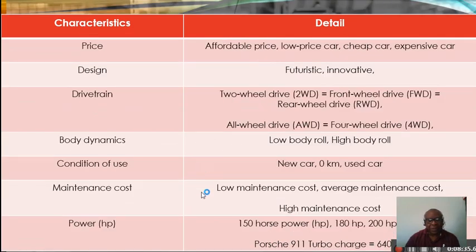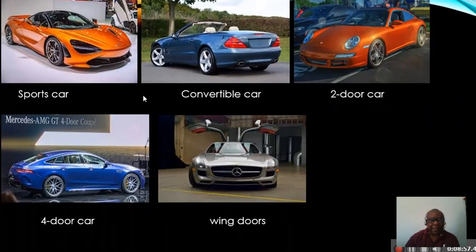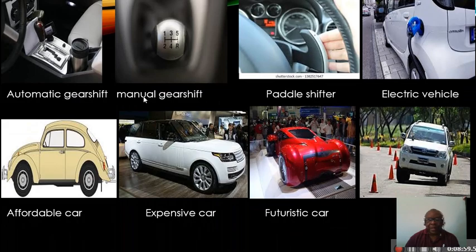Okay, what are other ways we can describe a car? We can describe a car by the price. We say the car has an affordable price. We say the car is a low price car, or another way of saying it is a cheap car. We can also say it's an expensive car. So let's see examples of cars that we can use to qualify these. This is an affordable car, which is a Beetle, what we call Fusca. So this is affordable because it's cheap.